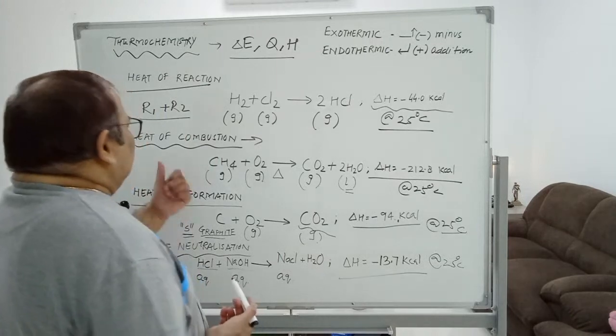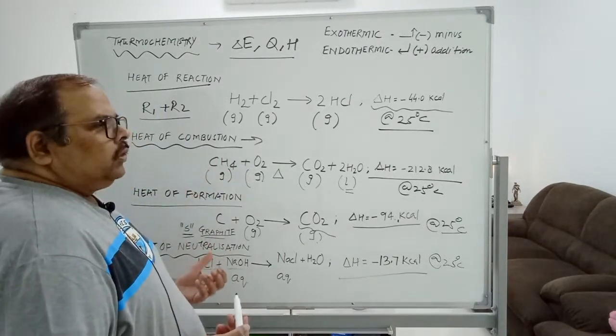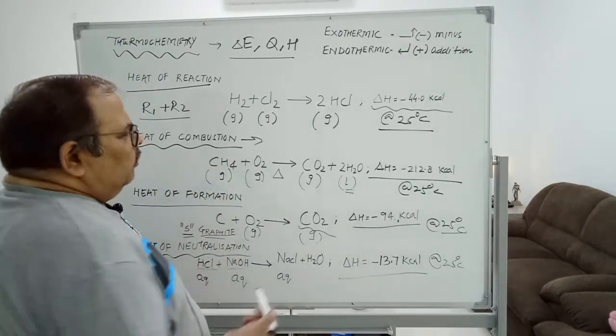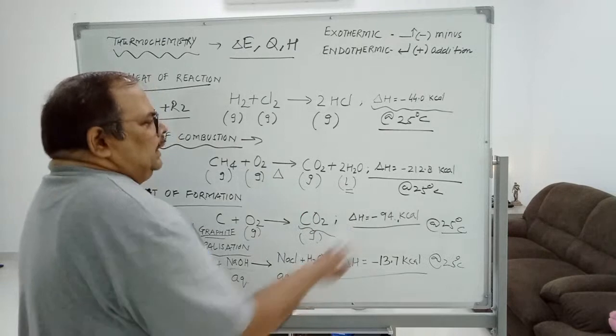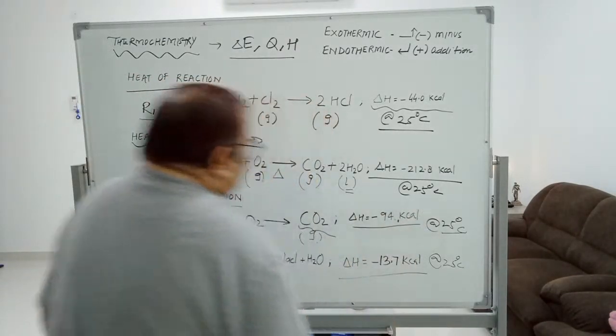Second is heat of combustion. A fixed amount of reactant is combusted in the presence of excess air, forming CO2 and H2O. Heat evolves, minus 212.8 at 25 degree centigrade.